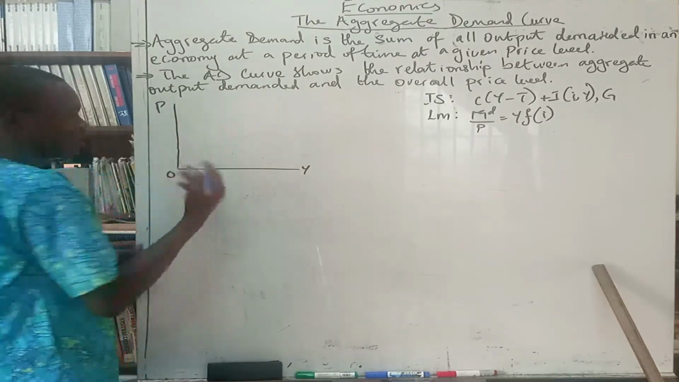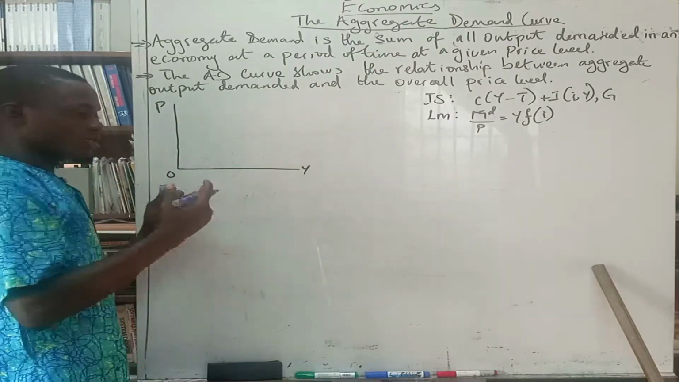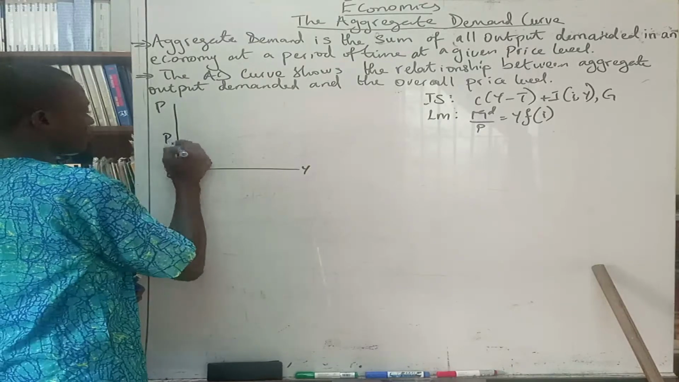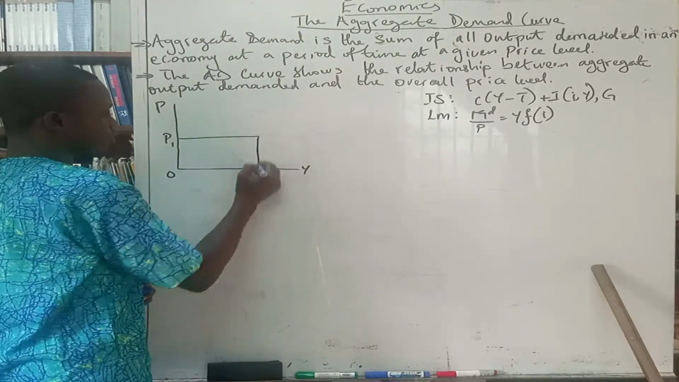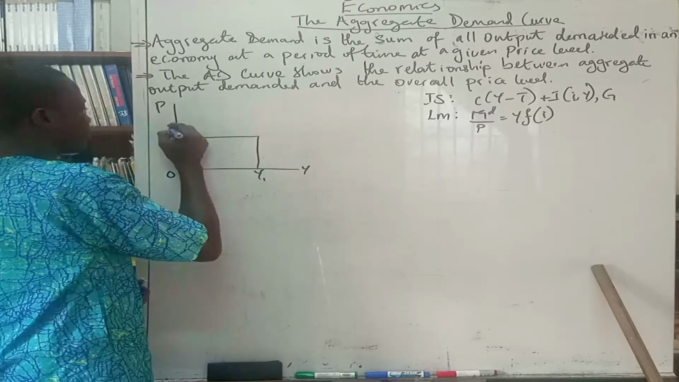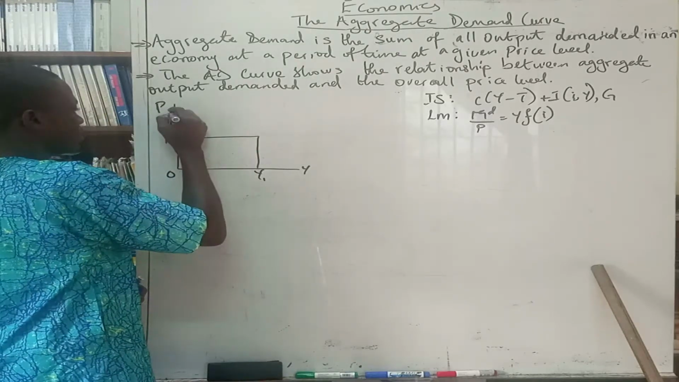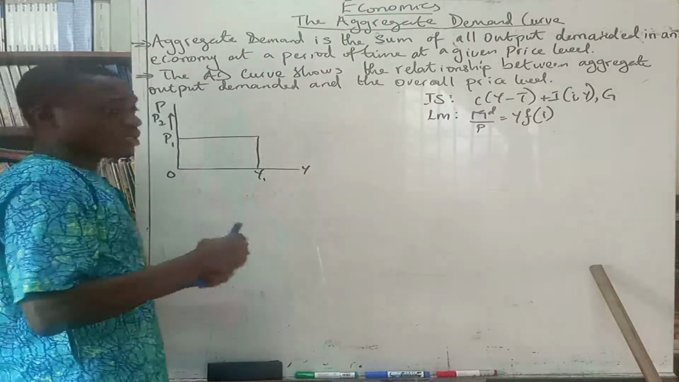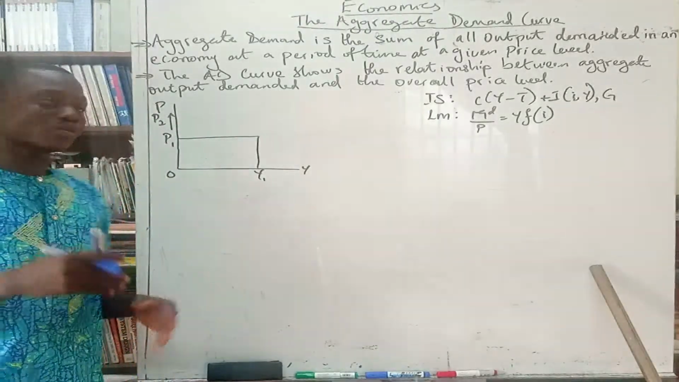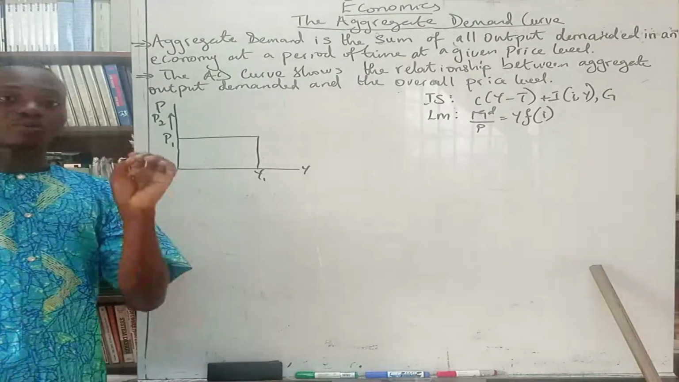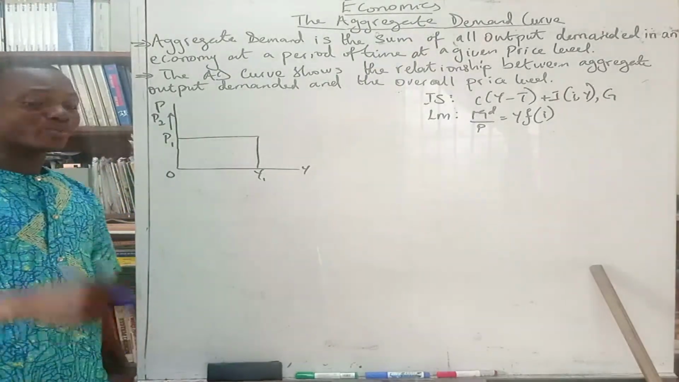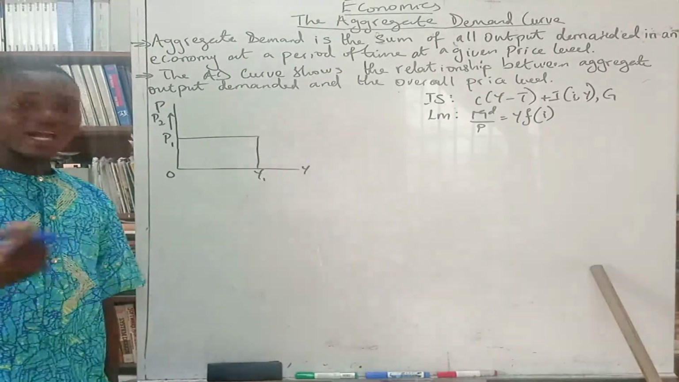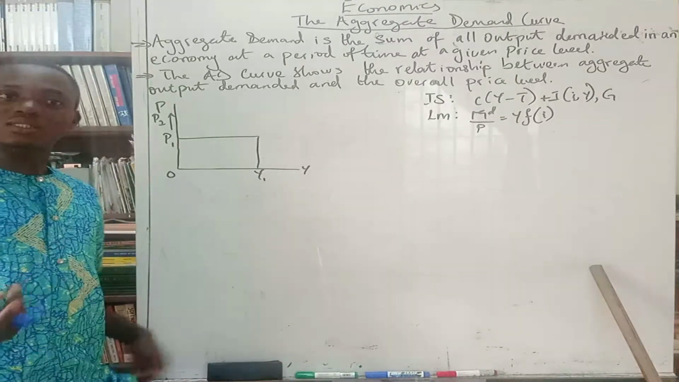So now I want to look at the nature or the slope of this particular curve. Let's say at this given price level we have this output, Y1. What happens when our price level increases to P2? Because this is talking about the entire economy, note that an overall price level increase simply means that the prices of all outputs are increasing, as well as inputs.